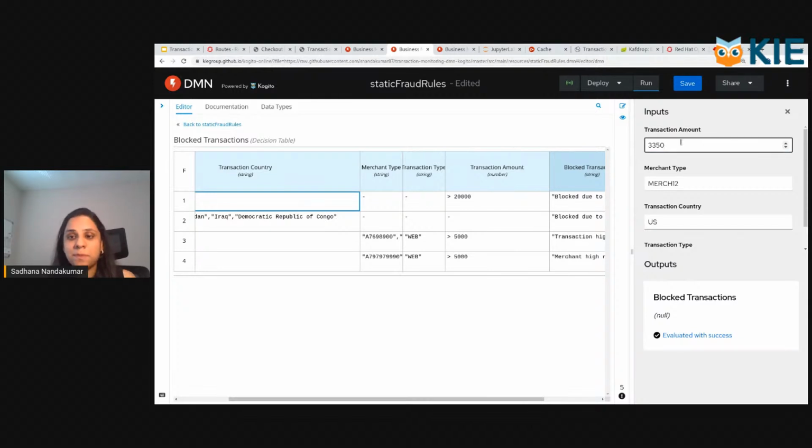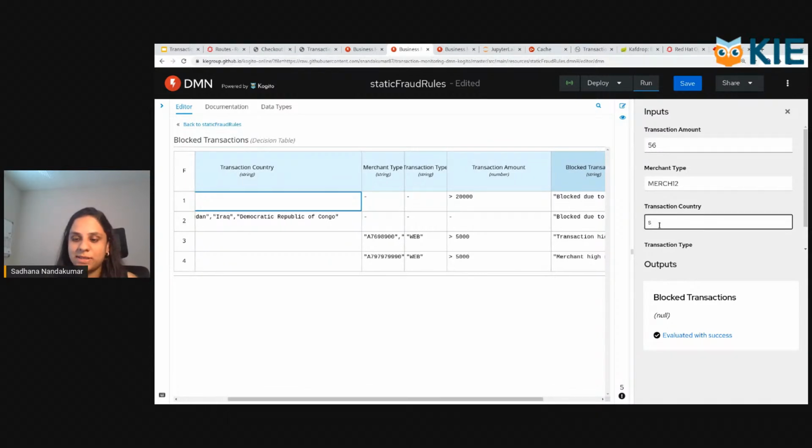And let's say in this particular case, the transaction was a simple $56 transaction. We saw that. And that was the merchant ID that it came from. And we basically performed this transaction from the Democratic Republic of Congo. So that's basically where we performed this transaction from. I'm just going to put that in there. Okay. And so you can see that the transaction was essentially blocked for that reason.